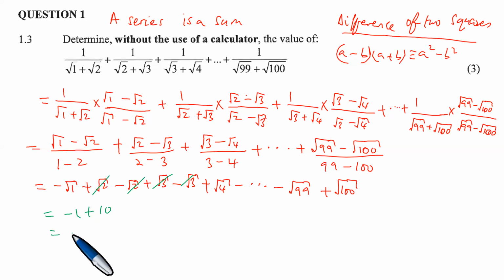What is 10 minus 1? It is exactly 9. So what is the answer to this equation? The answer to this equation is clearly a 9. Right, for 3 marks, we're done. Next question.